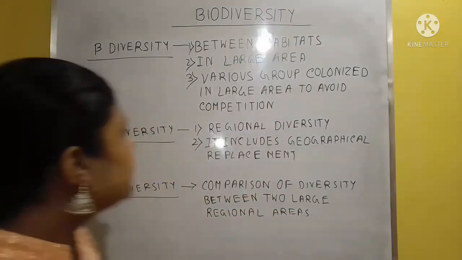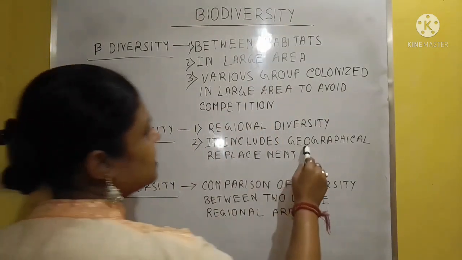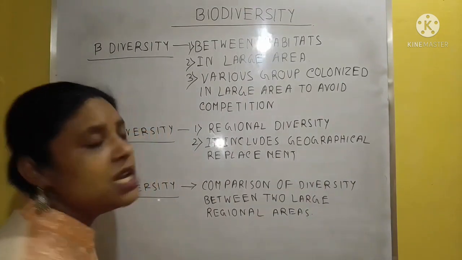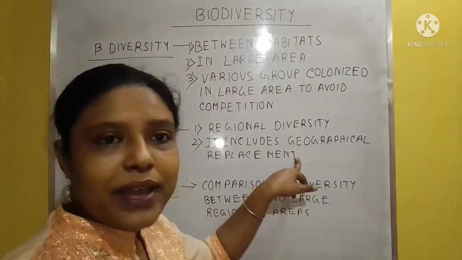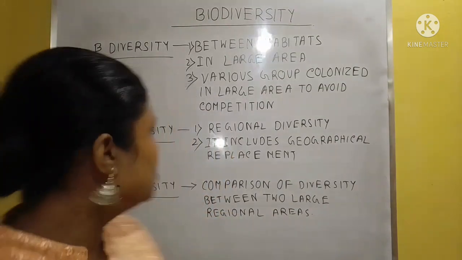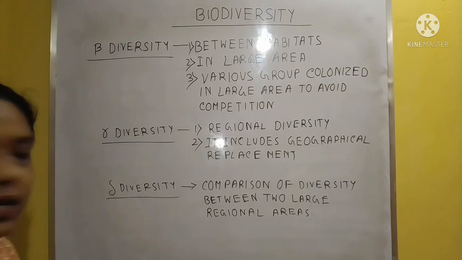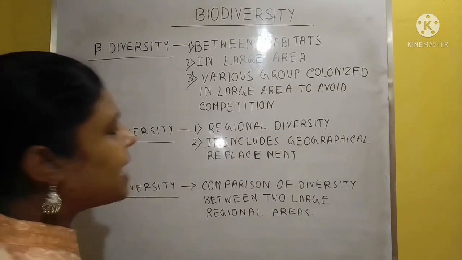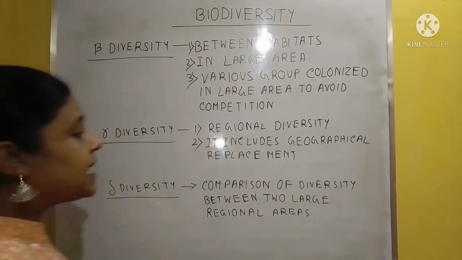Clear? And here it includes generally geographical replacement. Geographical replacement means the geographical replacement occurs in some cases, so that's why the species diversity changes, and this includes within the gamma diversity. Clear? Next one is the delta diversity, and what is the delta diversity?